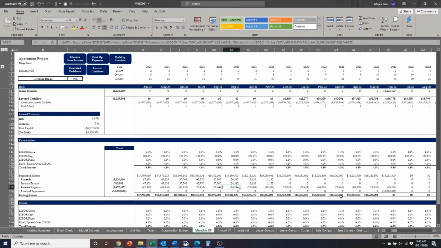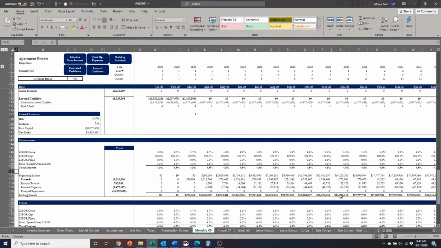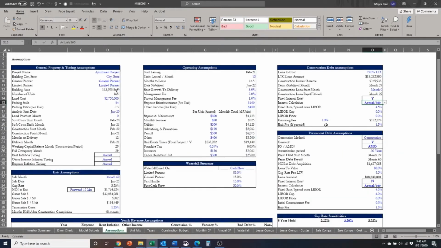And so that is just how we calculate the interest expense. One other thing that I want to point out is the interest. The way that you select the interest is also very important. There are two different methods when selecting your loan interest. And the first method is just having a fixed rate.